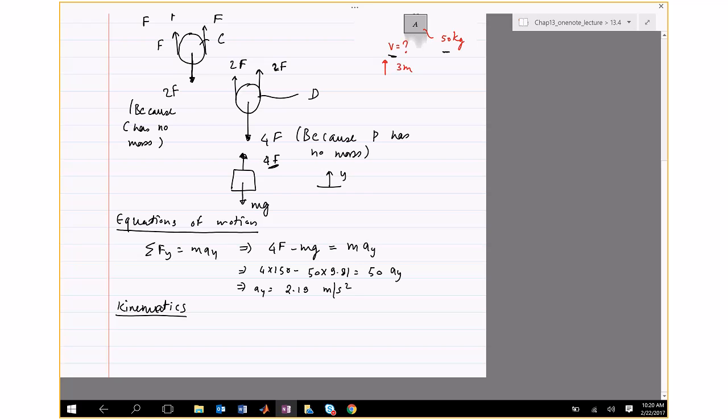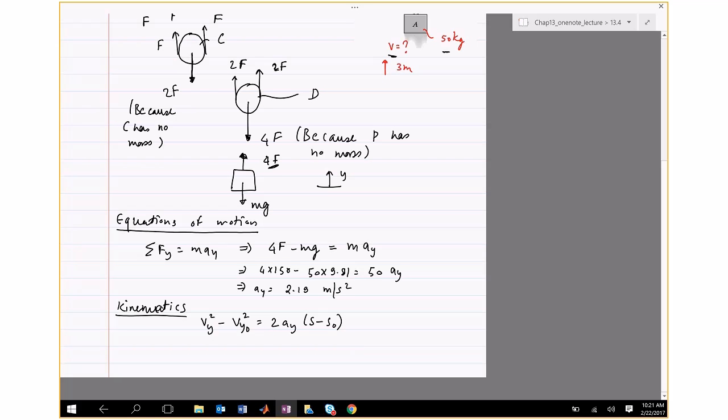There's one which says s is ut plus half at square. There's one which goes v square minus v0 square equals 2a times s. And the third one is v equals u plus at. Since we are not interested in time anywhere here, we'll choose the second one. So the one we'll use is Vy square minus Vy0 square is 2Ay times (s minus s0), because I'm not interested in the time.